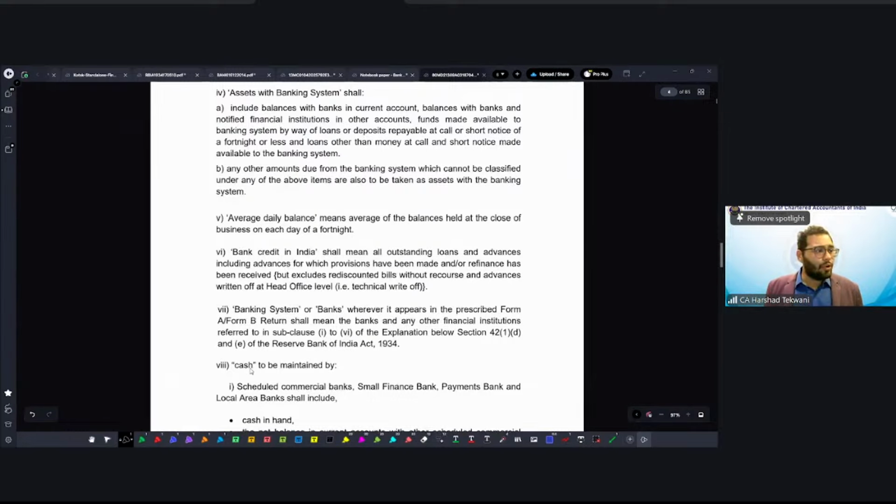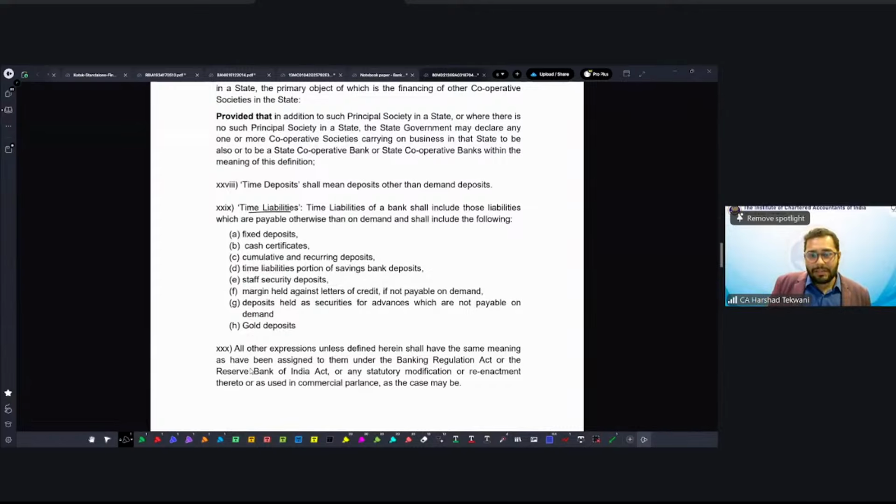So, for example, I'll show you one. This is the time liabilities that has been defined. Time liabilities of a bank shall include those liabilities which are payable otherwise than on demand, including fixed deposit, cash certificates, cumulative and recurring deposits, time liabilities portion of saving banks deposit, staff security deposits, margin held against letter of credit, deposit held against securities, and gold deposits. These are time deposits.